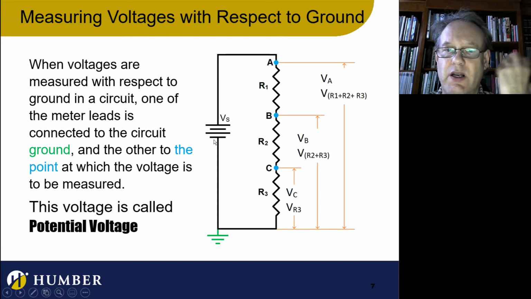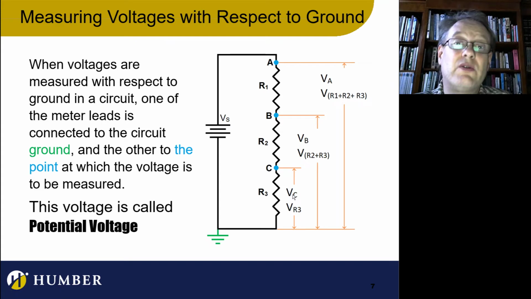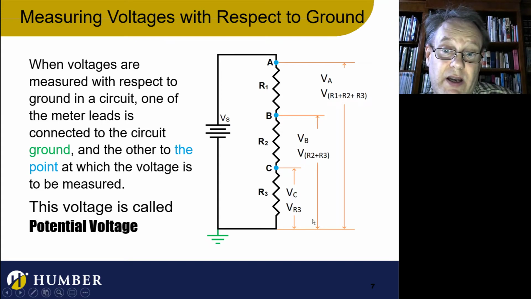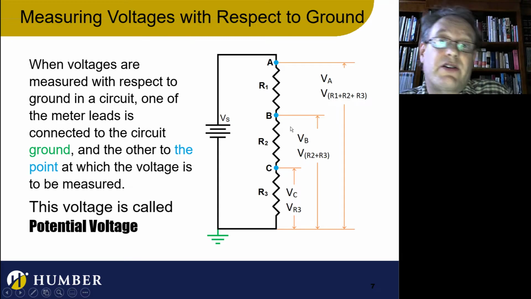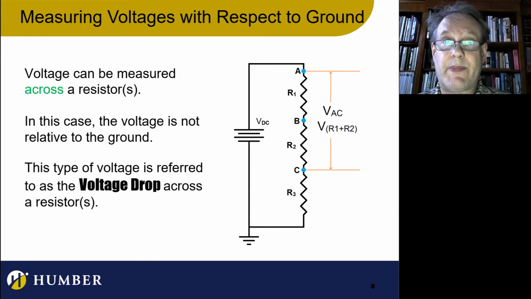Okay, over here we're looking at voltage potential. VA is voltage potential, VB is voltage potential, and VC. It happens that VC is also equal to the voltage drop across R3. And VB is equal to the voltage drop across R2 and R3, and VA is equal to the voltage drop across R1, R2, and R3. Voltage drop is just that. It's just the drop.